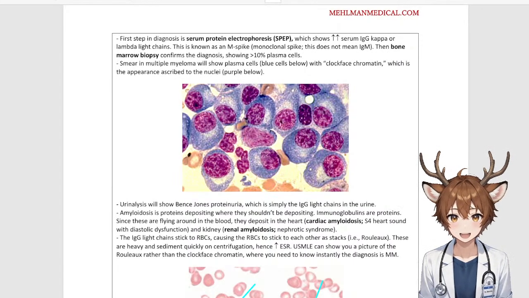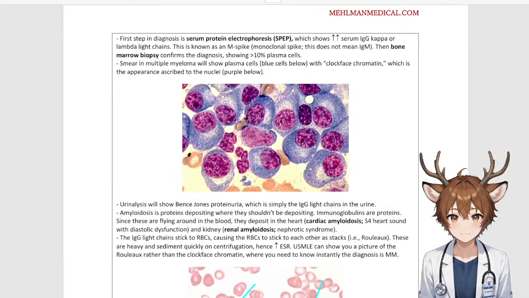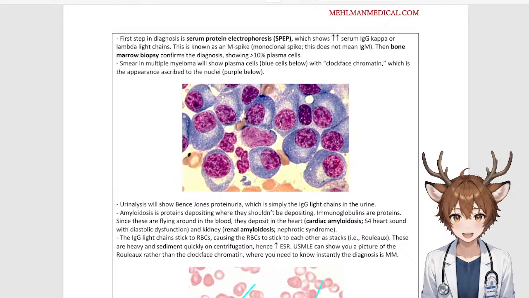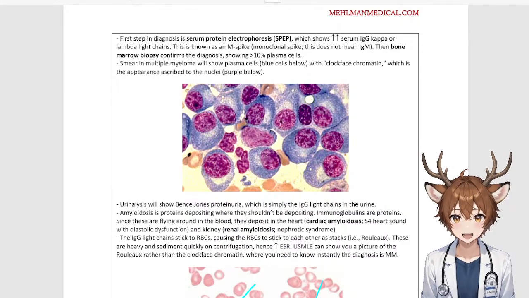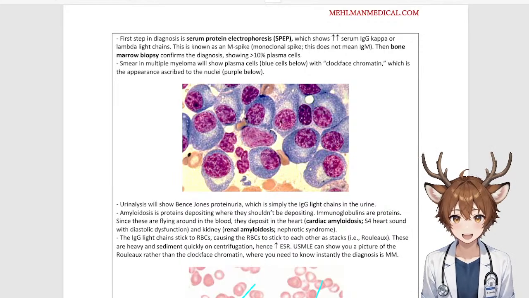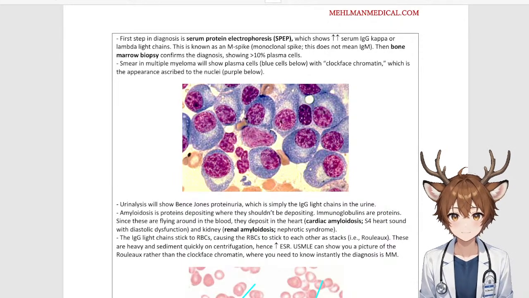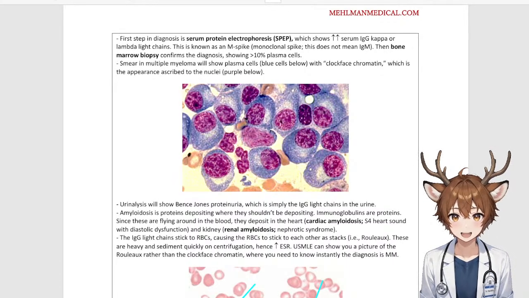Amyloidosis is proteins depositing where they should not be depositing. Immunoglobulins are proteins since they are flying around in the blood. They deposit in the heart, cardiac amyloidosis, S4 heart sound with diastolic dysfunction, and kidney, renal amyloidosis, nephrotic syndrome. The IgG light chains stick to the RBCs, causing RBCs to stick to each other as stacks, rouleaux. These are heavy and sediment quickly on centrifugation, hence the elevated ESR. USMLE can show you a picture of the rouleaux rather than the clock face chromatin, where you need to know instantly the diagnosis is multiple myeloma.